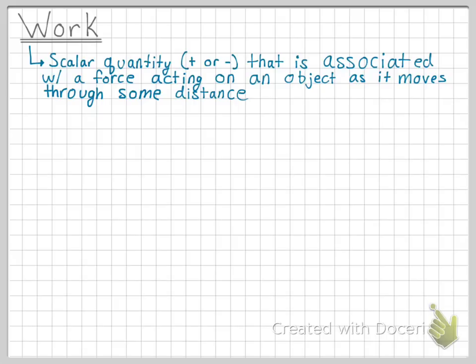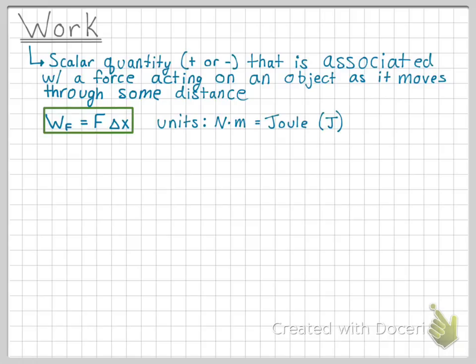This video covers the concept of work. Work is a scalar quantity, so it can be positive or negative, and it does not have a direction that is associated with the force acting on an object as it moves through some distance. So the equation for work done by a particular force is that force multiplied by the distance the object travels. And the unit for work is a Newton meter, which is commonly called a joule.